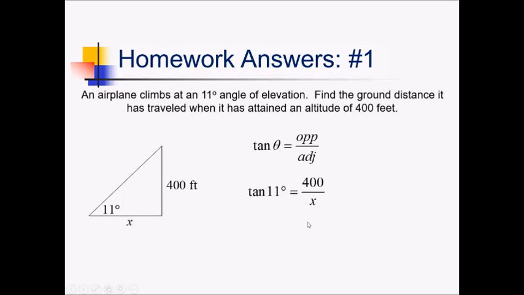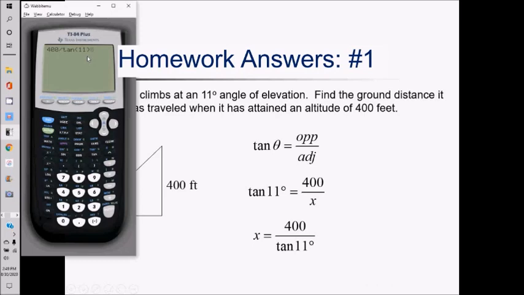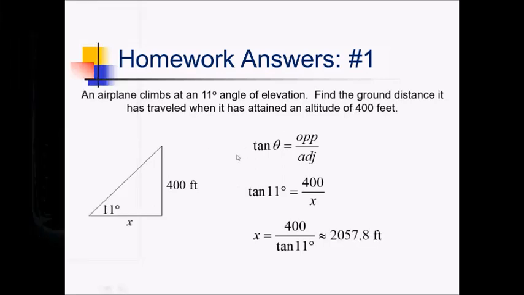So I have 400 over tan of 11 degrees equaling x. And now let me use the calculator. So 400 over tan 11, that's going to come out to 2057.8, and that's going to be in feet.